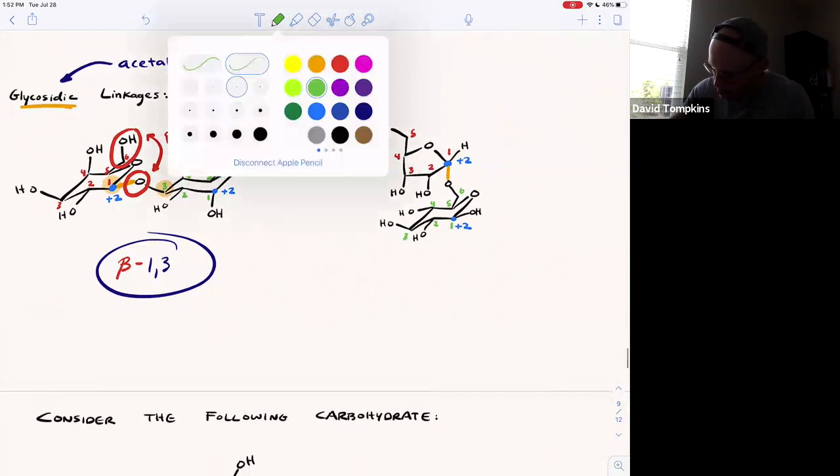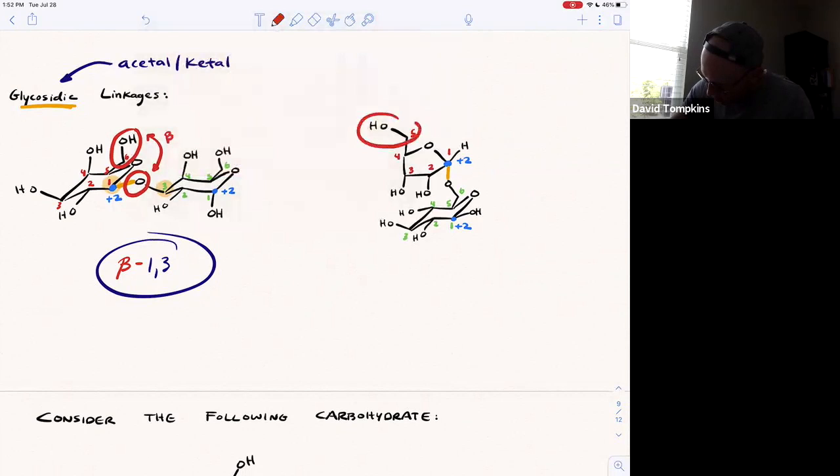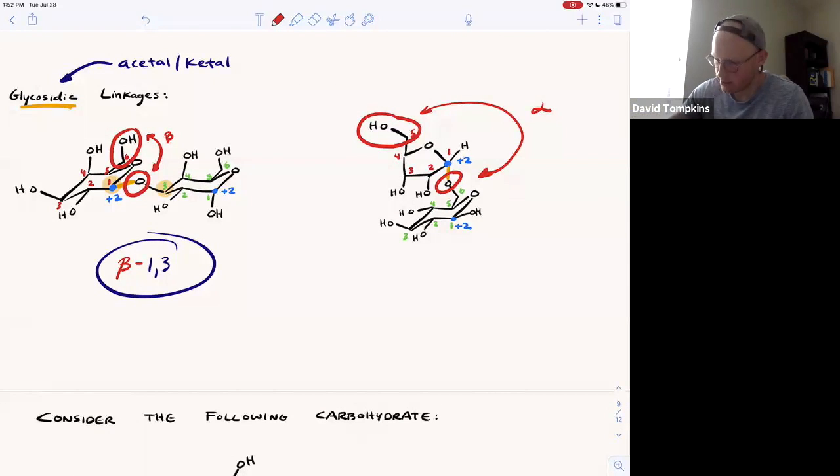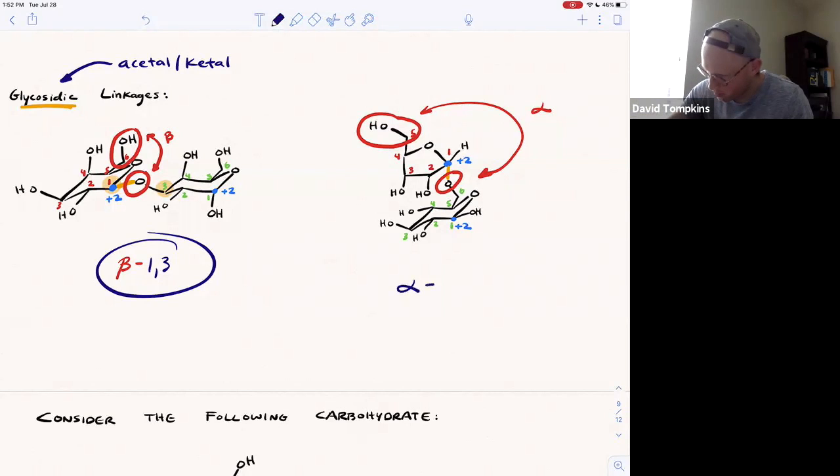Okay, the stereochemistry is trans or alpha on the furanose ring, where we have the acetal. So this is an alpha 1,6 glycosidic linkage.